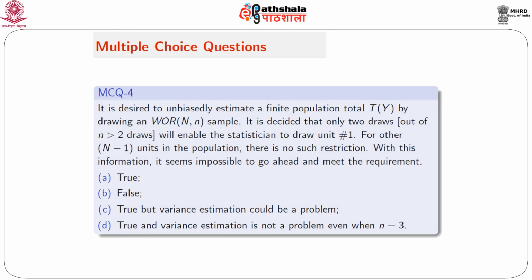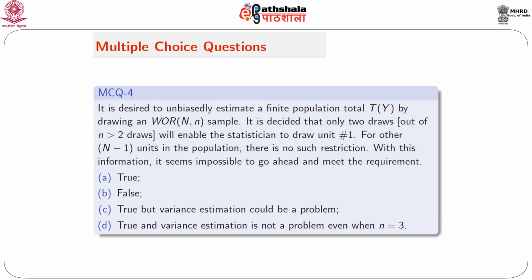It is desired to unbiasedly estimate a finite population total T of y by drawing a without replacement capital N small n sample. It is decided that only 2 draws out of n more than 2 draws will enable the statistician to draw unit number 1. For the other n minus 1 units in the population, there is no such restriction. With this information, it seems impossible to go ahead and meet the requirements.